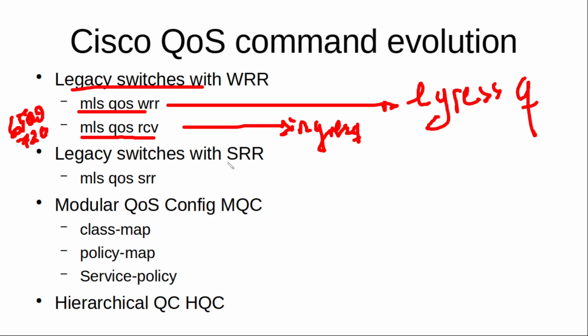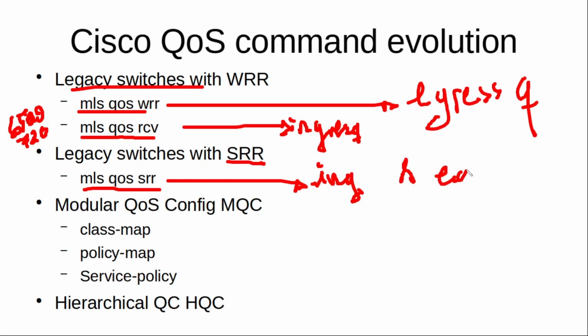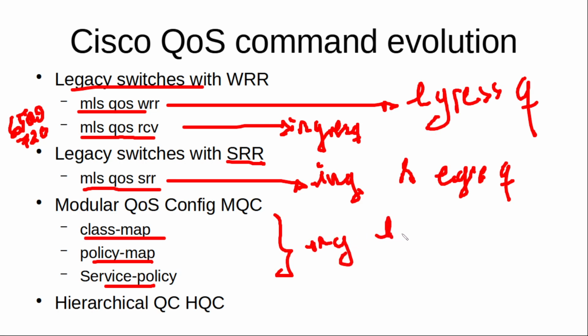and then when we had the evolution into sharing and shaping round robin, the commands were MLS QoS SRR. And with these commands, you could work with either ingress queues and egress queues. And then we evolved into the modular QoS config when you will have class maps, policy maps, and service policies. This will help you to work with ingress and egress queues.